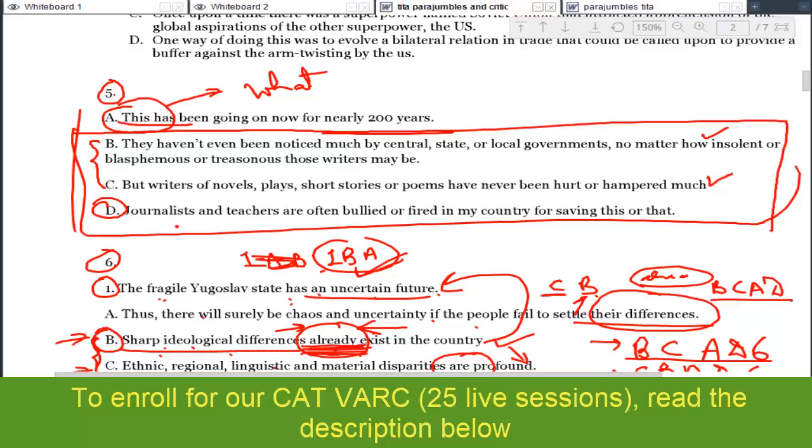So you will find that journalists and teachers are often bullied or fired in my country. At the same time, writers of novels and short stories or poems have never been heard.